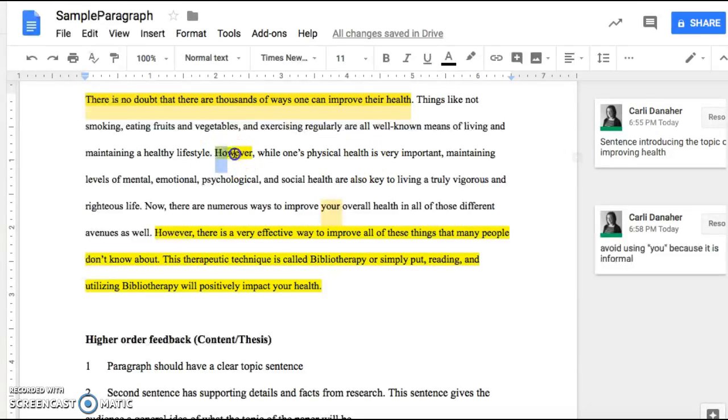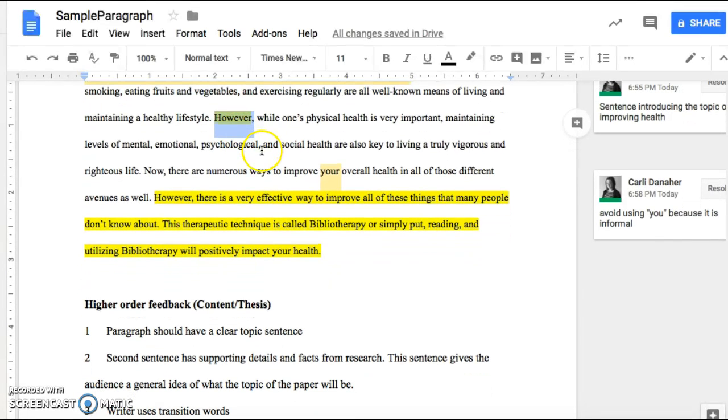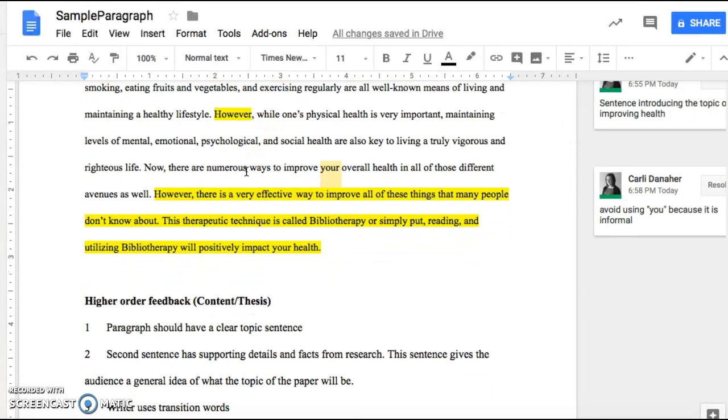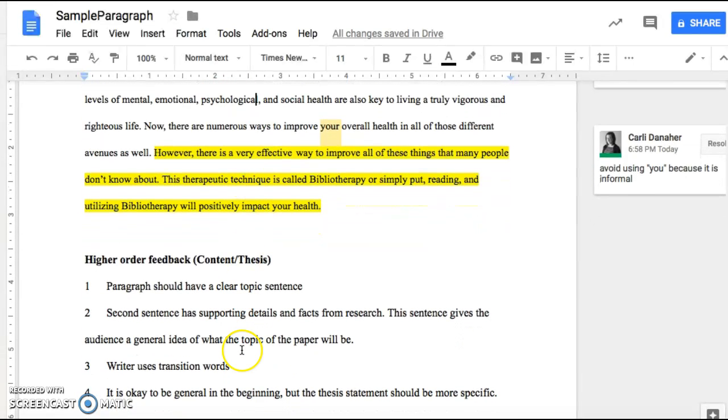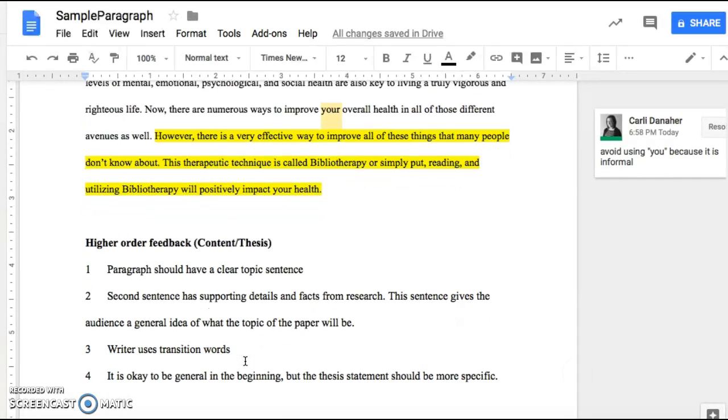I also highlighted that the writer used good transitioning words like however. I think that this is a good way to make your paper flow. So I think that you can go back and read your paragraph and see if you have transitioning words to help the flow of your paper. So for number 3, for higher order feedback, just make sure you go back and see if you're using transitioning words.